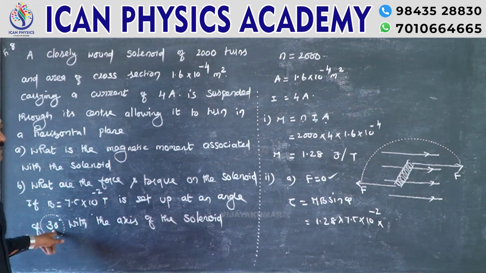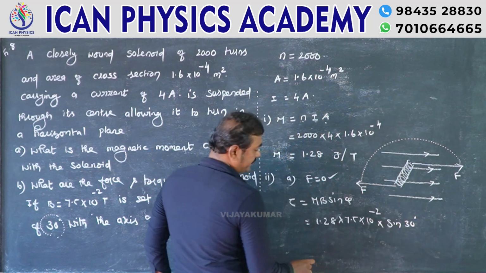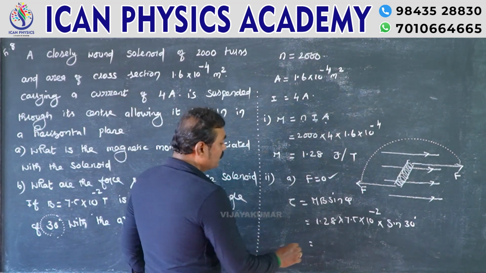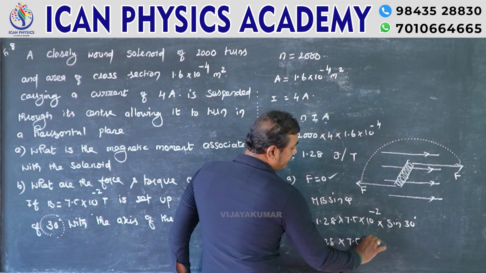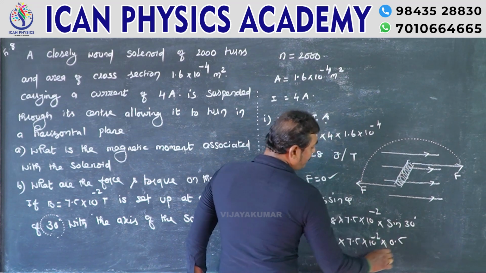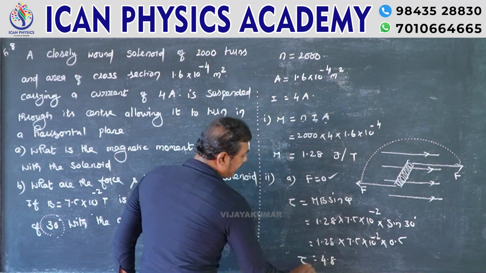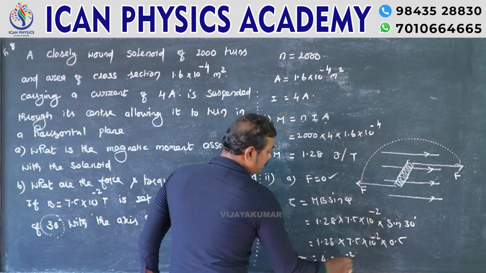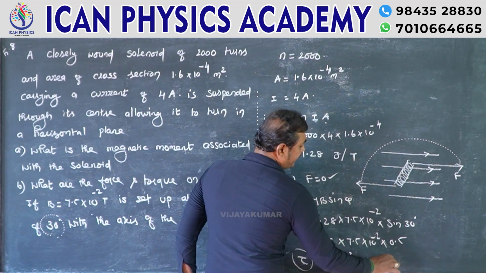So, what is the value of sin theta? 30 degree. So, sin 30 degree. What is the value of sin 30? 0.5. So, 1.28 into 7.5 into 10 to the power minus 2 into sin 30 is 0.5. So, when you multiply and divide, then you can get 4.8 into 10 to the power minus 2. So, what is the unit of torque? Then its unit is Newton meter.